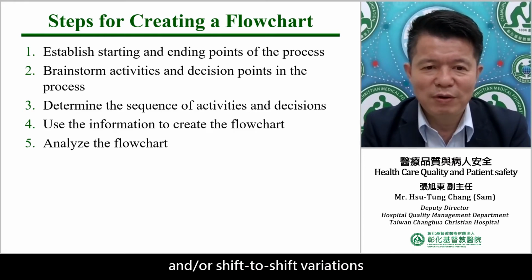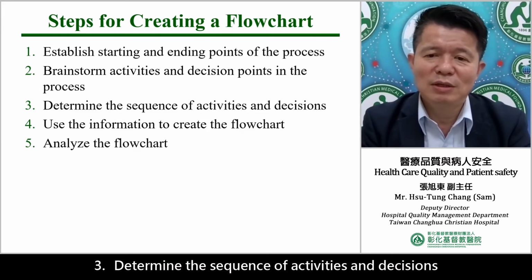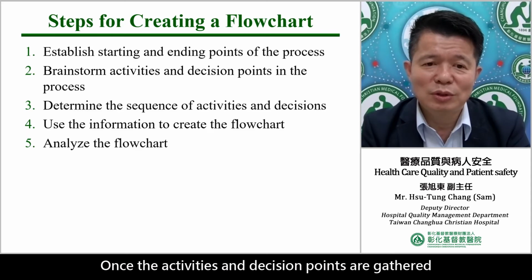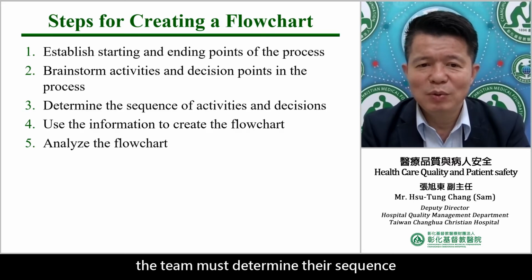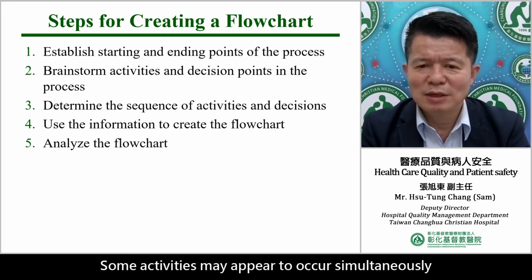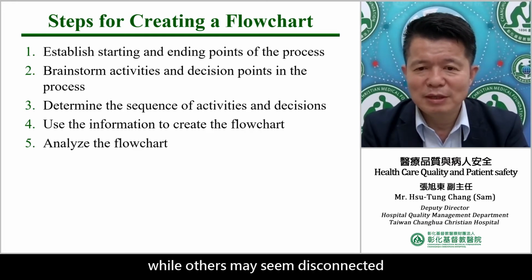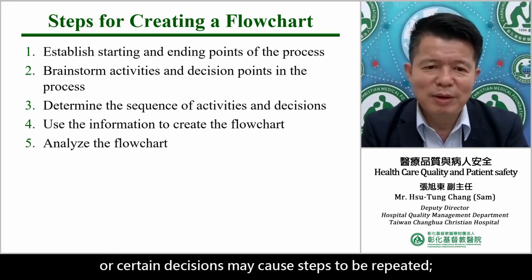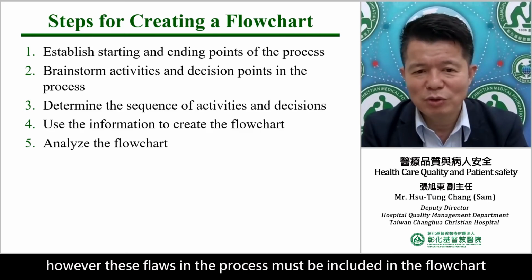Determine the sequence of activities and decisions. Once the activities and the decision points are gathered, the team must determine their sequence. This is often not as easy as it sounds. Some activities may appear to occur simultaneously, while others may seem disconnected, or certain decisions may cause steps to be repeated. However, these flows in the process must be included in the flowchart.